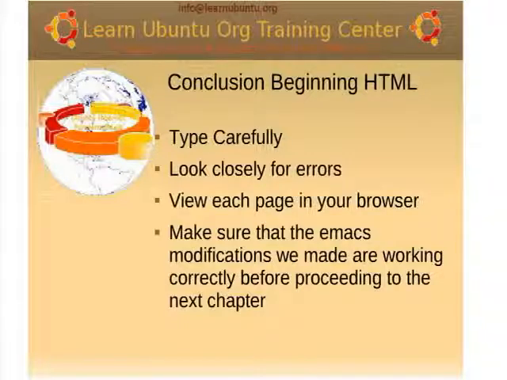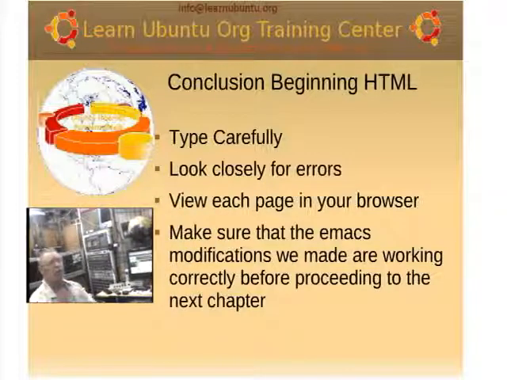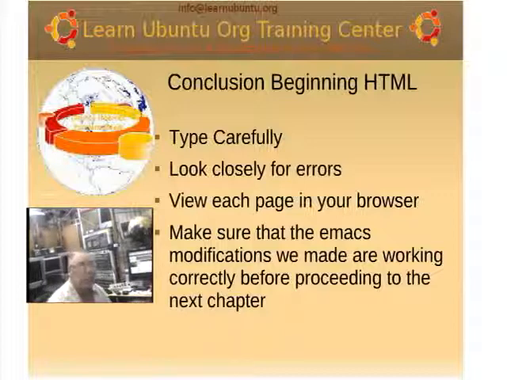So, as you're going through this course, some important tips. Type carefully. Look closely for errors. View each page in your browser. Also, if you have the opportunity, view each page in an alternate browser. Make sure that the Emacs modifications are working properly before you go on. We use that throughout the rest of the course to go back and forth between the examples and the actual viewing of the example in the browser. So having those shortcuts working will save you a lot of time now and in the future as you start to develop web pages for a living even, maybe.